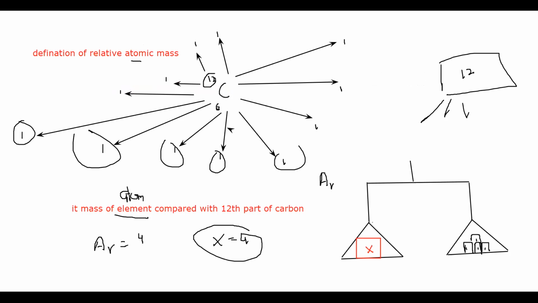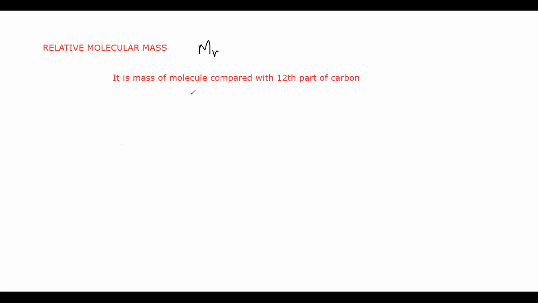Instead of writing element, if it is molecular mass, it's the mass of a molecule compared with the 12th part of carbon. For example, you have a molecule. Again, this is not a practical way of finding the mass, it's just a theory. Molecule means a group of atoms. So this is a molecule and you want to find the mass of this molecule.